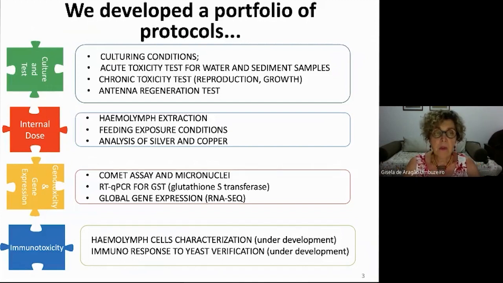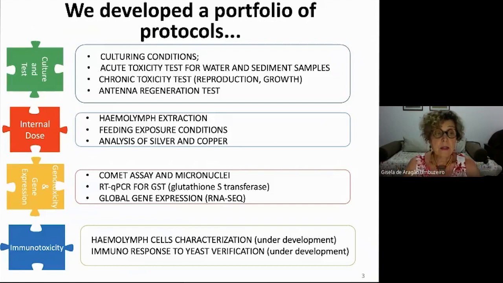We also thought it would be very neat to have protocols for internal dose. So we learned how to extract hemolymph from adult animals. Also, we developed feeding exposure conditions, very important for some types of materials to be tested, like nanoparticles, especially thinking that it's an epibenthic organism, so it would be interesting to see how feeding exposure would work. And we also developed a method for analysis of silver and copper in the hemolymph.